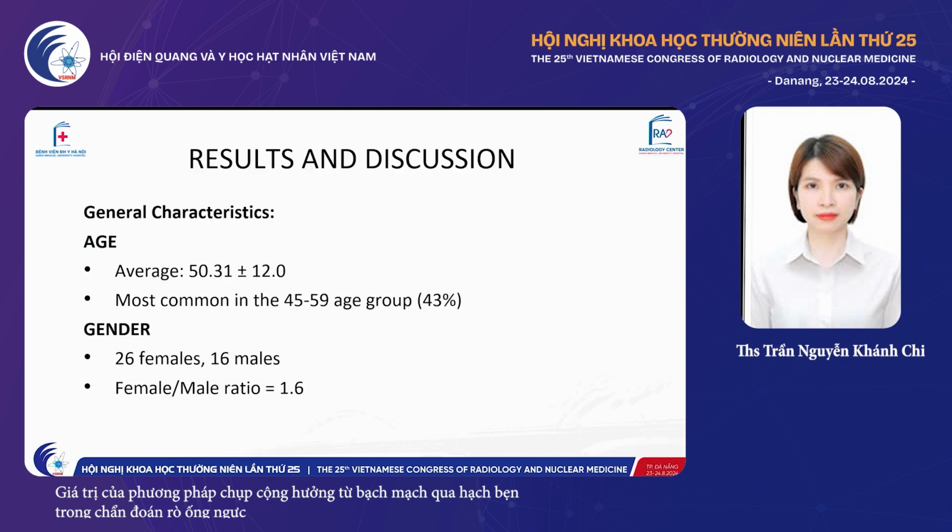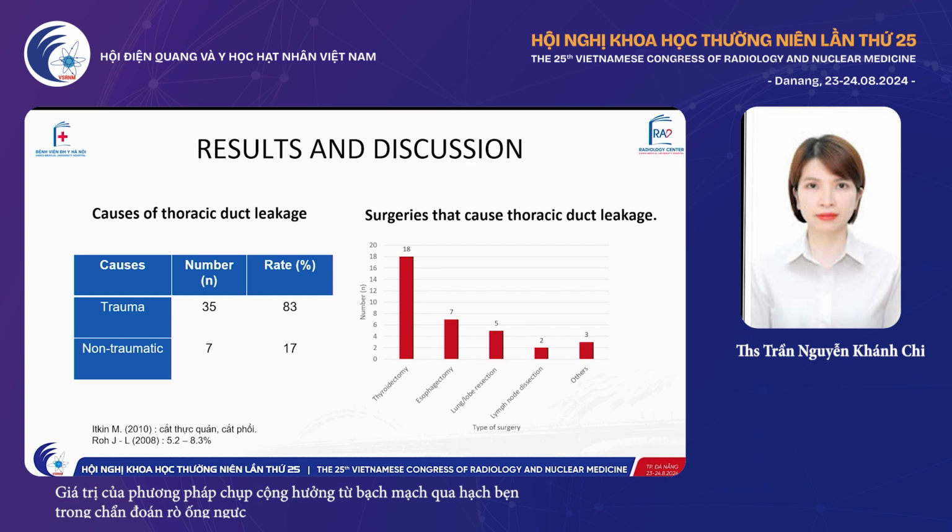About the results obtained. Regarding the general characteristics, the average age of the 42 patients is 15, and there are 26 females and 16 males. About the causes of thoracic duct leakage, 35 cases were due to trauma, with these patients having undergone surgery, and the remaining 7 patients had non-traumatic causes, primarily idiopathic.